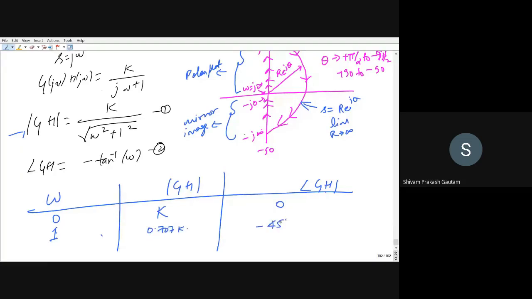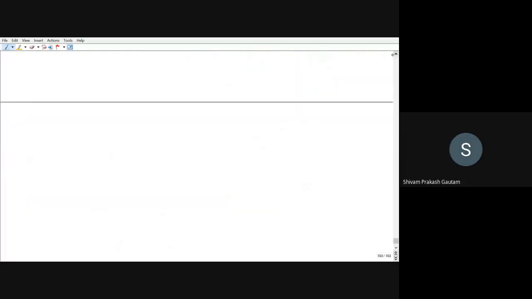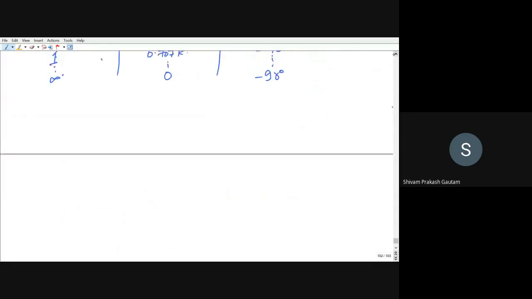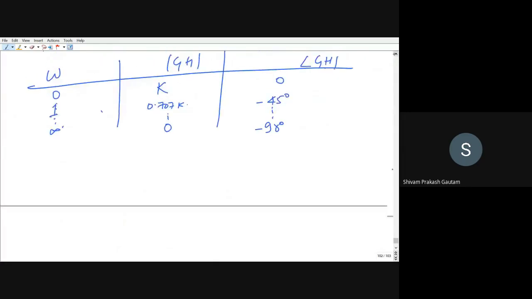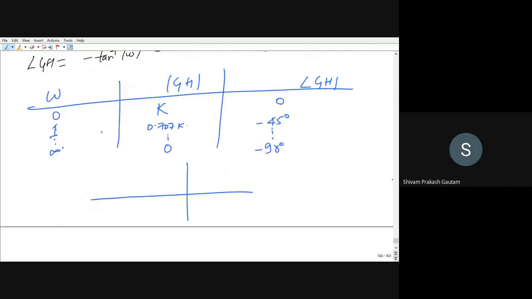If you put omega is equal to infinity, what will be the value of magnitude? 0. And what will be the value of phase? Minus 90. So you can draw the polar plot quickly. This is your real axis, this is your imaginary axis, this is the GH plane. This is your 0 degree, minus 90, minus 180, minus 270.